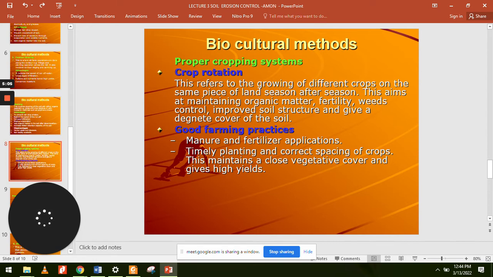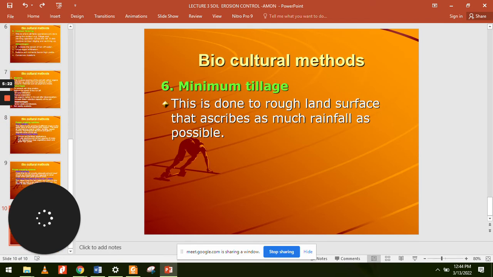The other cropping system includes good farming practices. These include the application of manure and fertilizer, timely planting and correct spacing. And this maintains close erosion-resistant cover and gives high yield. So the other biocultural method is use of minimum tillage. This is done to have a land surface that absorbs as much rainfall as possible.